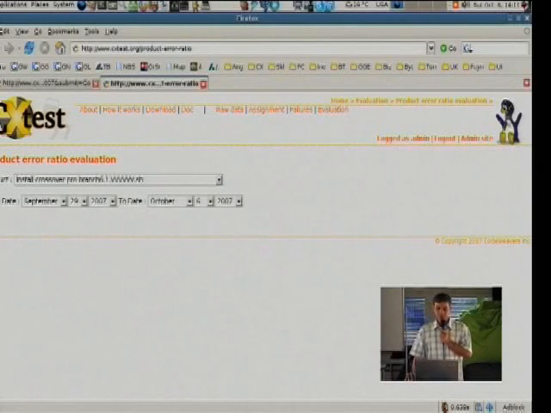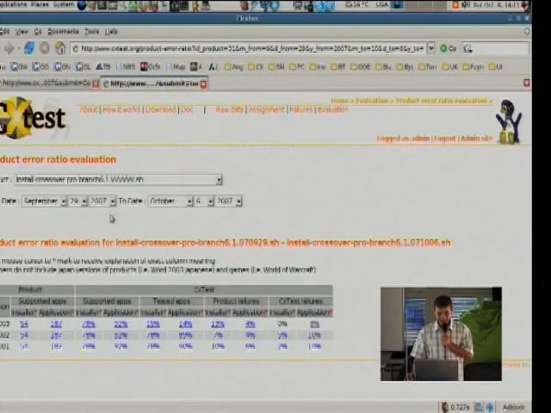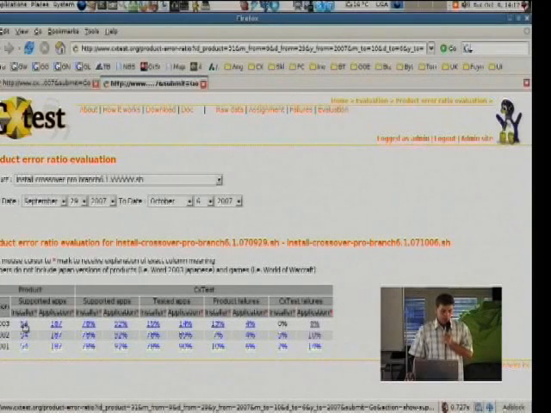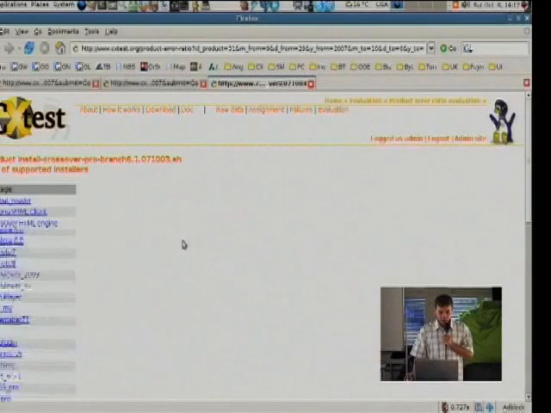Well, it's not so bad, actually. You can see the quite complicated table. I will go very fast through the columns. Here is the list of supported applications.